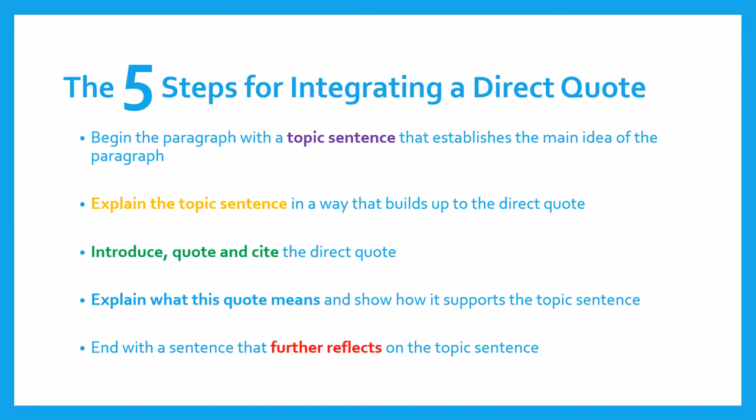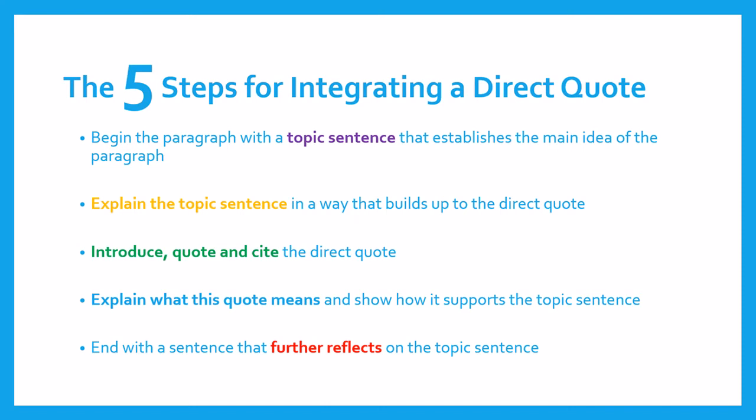Okay, great. So first I want to overview the 5 steps for integrating a direct quote. You'll see the 5 steps on the screen here. Basically, these 5 steps are what you need to integrate a direct quote. You want to begin your paragraph with a topic sentence that establishes the main idea of the paragraph. You want to follow that topic sentence in a way that explains the topic sentence so that it builds up to the direct quote. This is the part where you're sort of like the movie star setting up the movie clip. And then the 3rd step is you introduce, quote, and cite the direct quote.